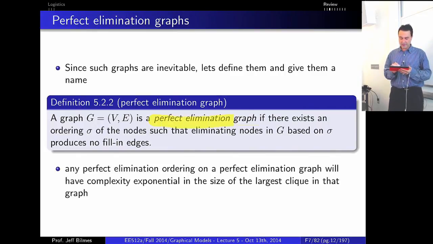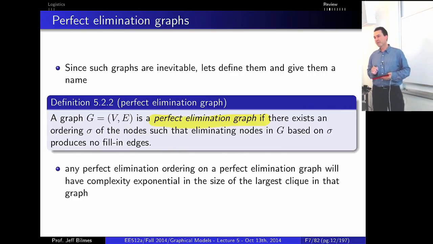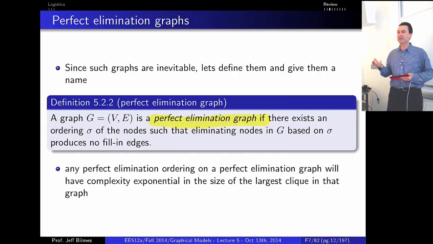We define the notion of a perfect elimination graph. A perfect elimination graph is one for which there exists a perfect elimination order, and a perfect elimination order is one such that every node that we encounter has its neighbors in the current graph being complete, meaning that you can eliminate it without causing any additional fill-in edges, or any fill-in edges at all.